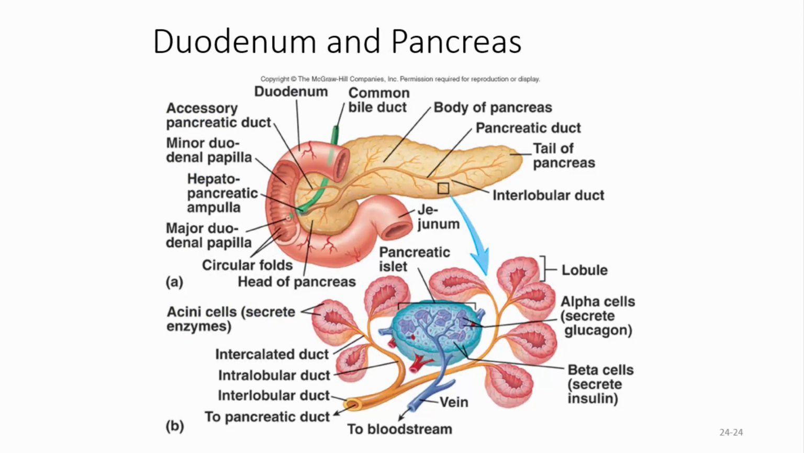So let's take a look at the duodenum and the pancreas. The stomach would be attached here. And so here's the first part of the duodenum. Now we have the pancreas that kind of sits right in the bend or curve of the duodenum.